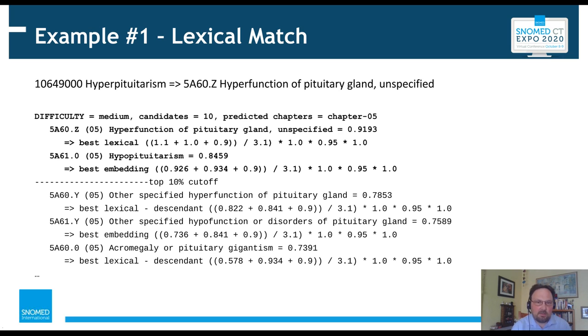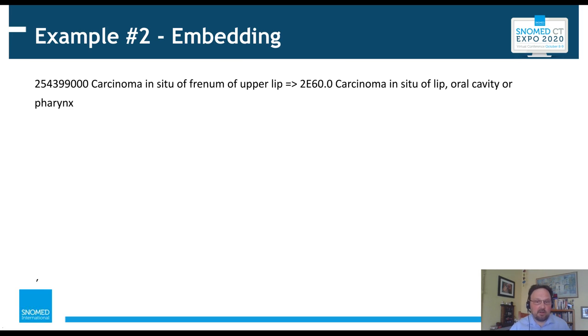It's a very good quality match. You can see the second one here, they go in rank order, is hypopituitarism, which is the opposite of hyper, right? But semantic similarity puts it in scope, and that's why it winds up near the top here, because it's semantically very close. And then this trails off with other examples. This is a clear case where we are fairly confident of the right answer, and it's found via a very high quality lexical match.